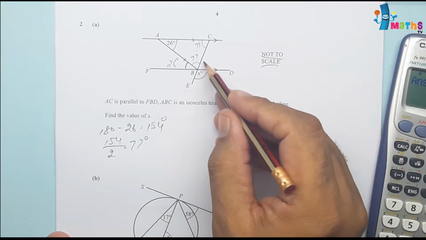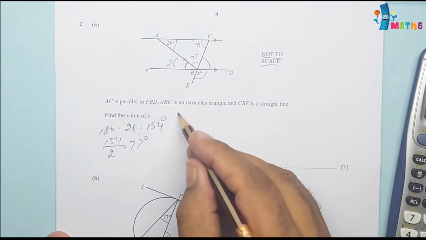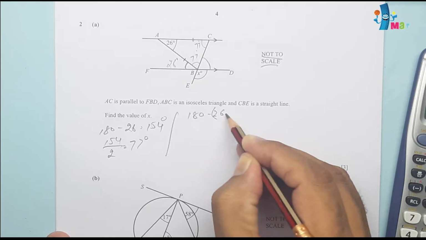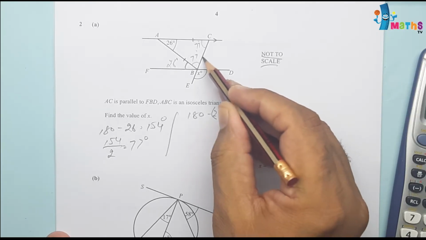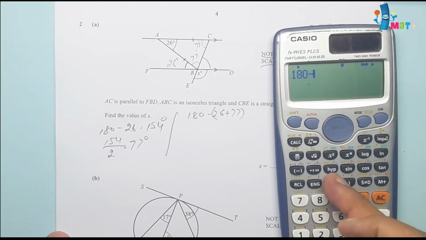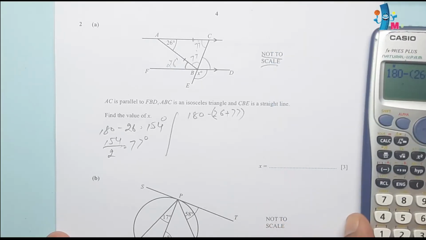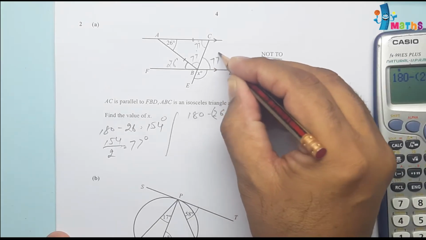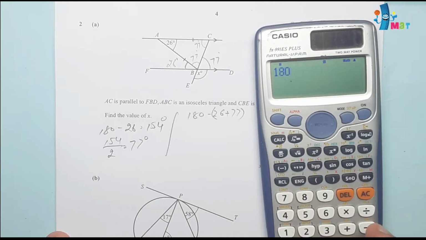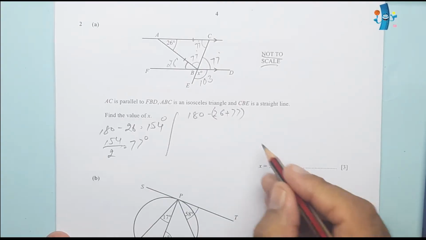Now this remaining angle we can find, this remaining angle will be 180 minus 26 plus 77 will be this angle. So we can calculate this 180 minus 26 plus 77. So this will be equal to 77. This angle is also 77. It means this remaining angle will be 180 minus answer will be equal to 103. So this angle is 103 degrees.